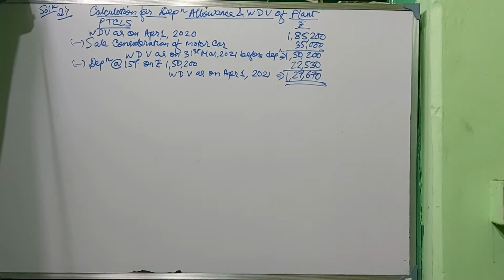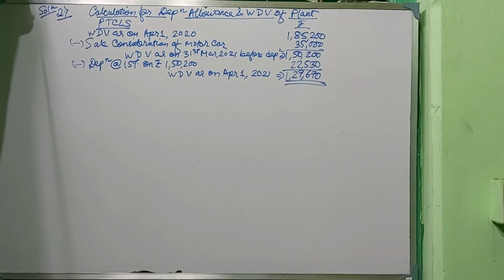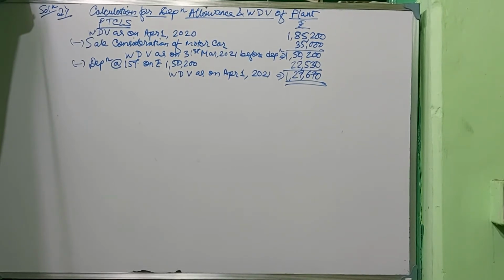WDV of the block of machinery and plant has been provided on April 1, 2020, consisting of plant A and B, with depreciation rate given, 1,50,000. Cost of plant C acquired on May 12, 2020 is 50,000. Now, what is given? Sale of plant A for number 1 is 1,40,000 and number 2 is 2,50,000. Means two conditions have been given.